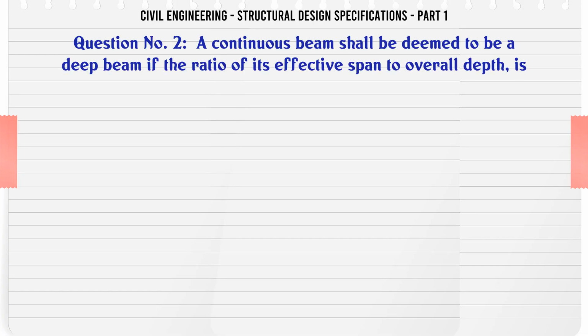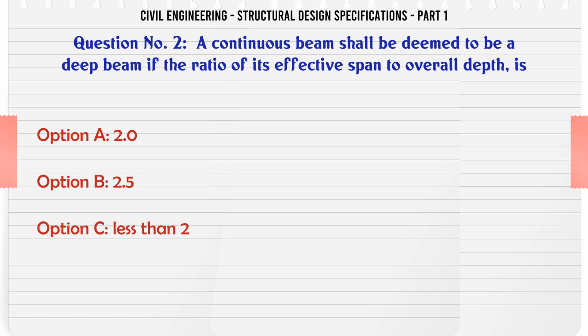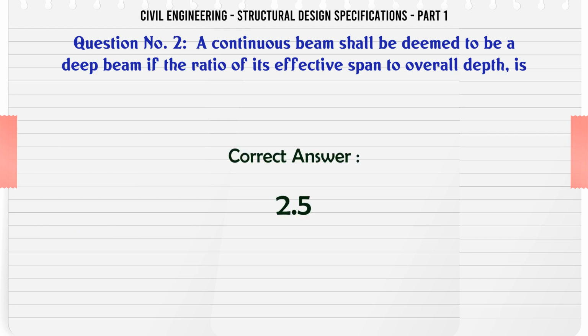A continuous beam shall be deemed to be a deep beam if the ratio of its effective span to overall depth is: A. 2.0, B. 2.5, C. less than 2, D. less than 2.5. The correct answer is 2.5.